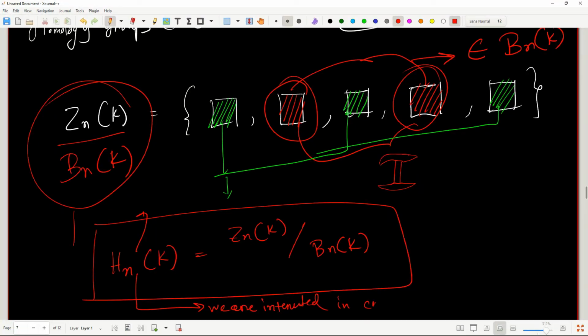So for now, take this as an algebraic definition. The nth homology group is this, and we are interested in computing different H_n(K)'s. That means if we have a simplicial complex K, we want to compute different homology groups for K. That's what our ultimate goal is, and that will help us to find these holes.